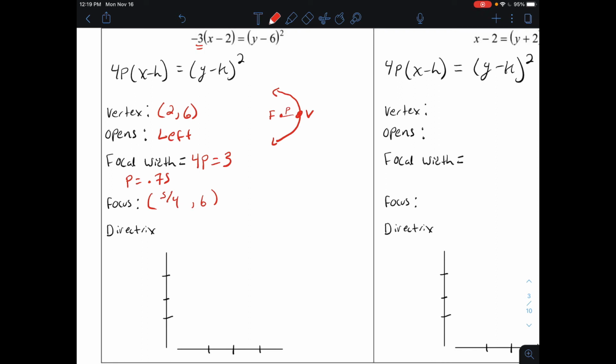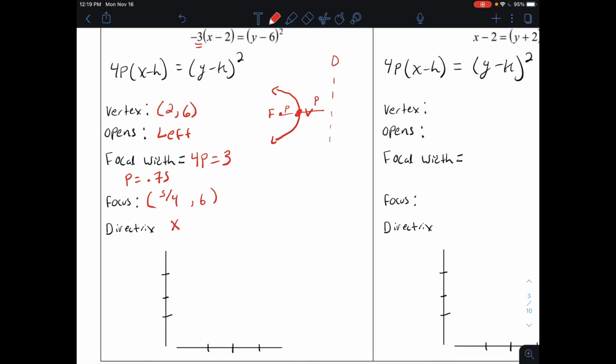Now my directrix line, in this case, would be located to the right of my vertex, and the distance it is from the vertex is also p units. It's a vertical line, so we're going to write it in terms of its x value. So I'd add p to the x value of my vertex, which would be 2.75, which I could write as a fraction as 11/4.